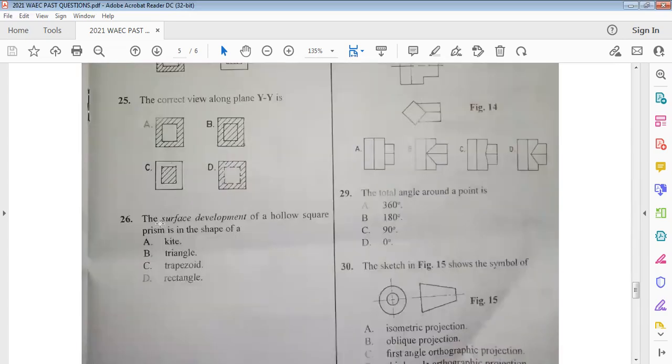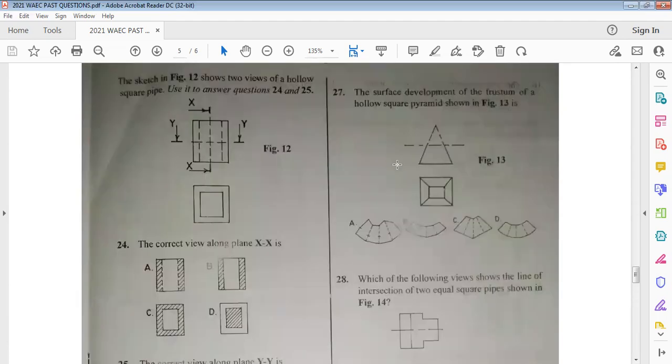Question 26, the surface development of a hollow square prism is in the shape of a rectangle. Hollow square prism, the correct answer is option D. That is the rectangle. And then question 27, the surface development of the frustum of a hollow square pyramid shown in the figure 13 is, the correct answer is option B.